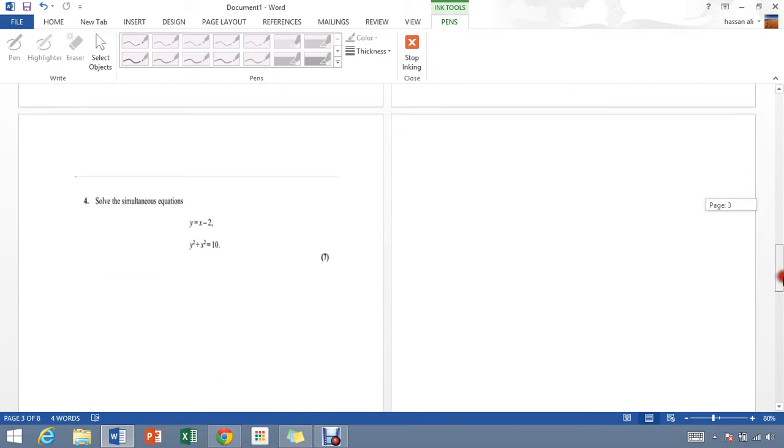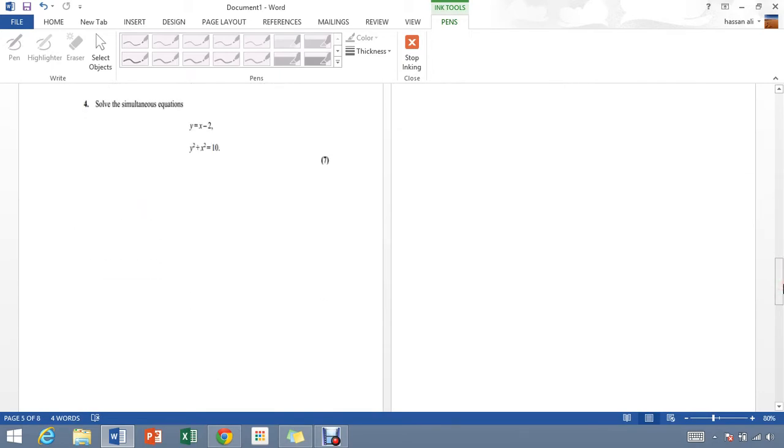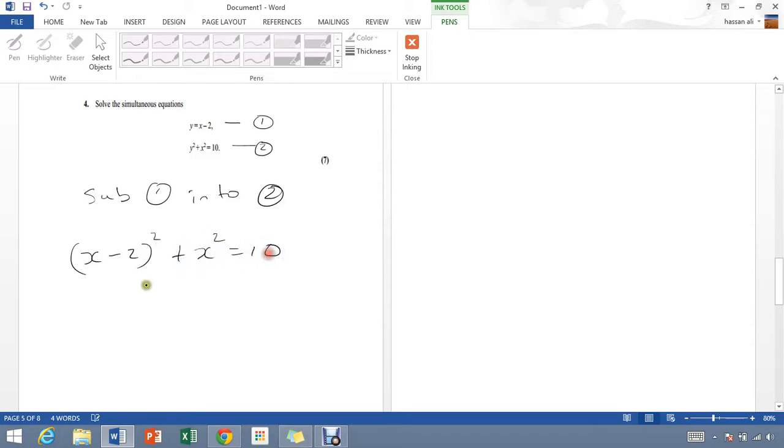Alright, simultaneous equations. Okay, so already given you what y is equal to. Remember you label this equation 1, and that's your equation 2, just to make it clear in your working out. 7-mark question. Okay, so first we're going to do y equals x minus 2. So we just sub that into equation 2. So what you will have is x minus 2 squared plus x squared will equal 10.